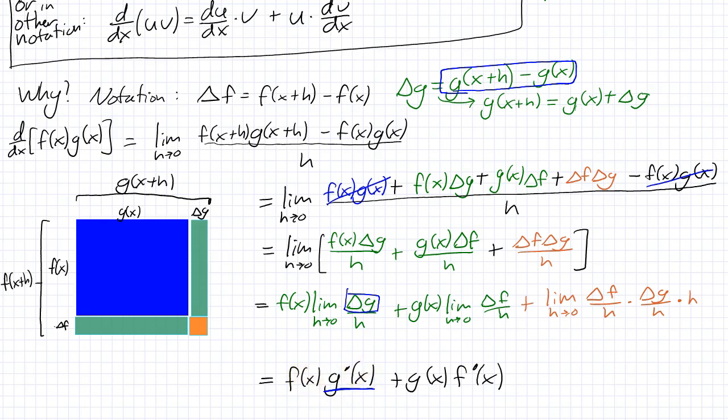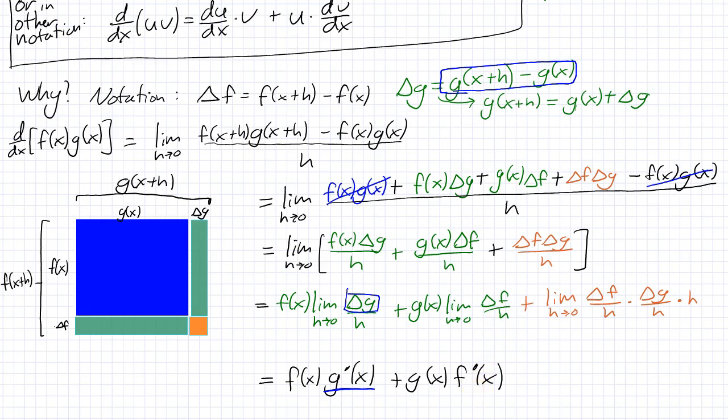And then the next term, the horizontal green part, the width is going to be that constant g of x, so I can take that g of x out of there, and then you have the limit of just the change in f divided by h, which is just the definition of the derivative, f prime.